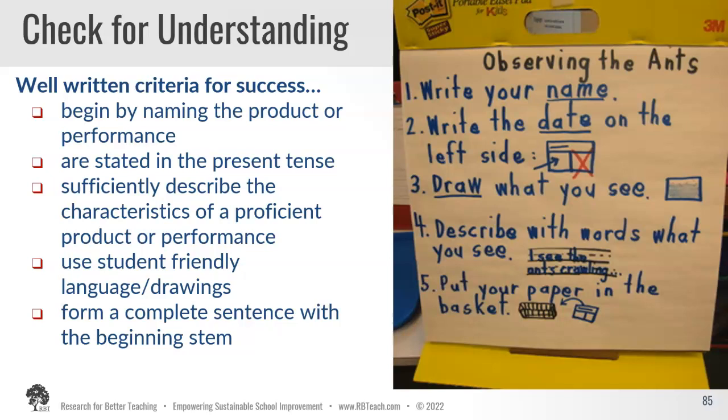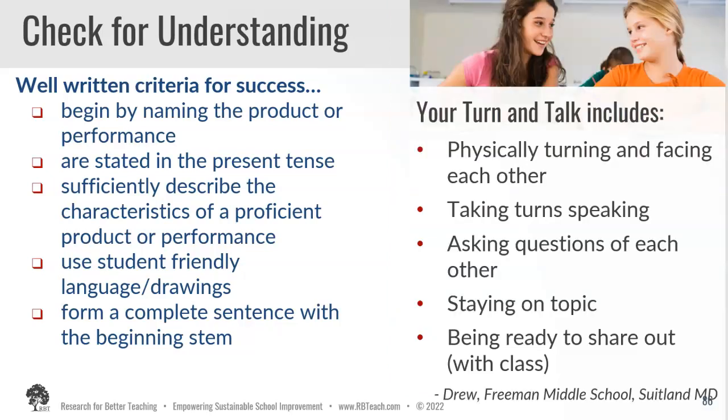Go back to the objective. What is the objective of this lesson? And that's what's going to drive the criteria for success. Again, one could argue, number 4 there, describe with words what you see. That and the drawing what you see could fit 3 and 4. The others are directions, but 3 and 4 need to be worked on a little bit more. Knowing what the objective is going to help drive the criteria for success.